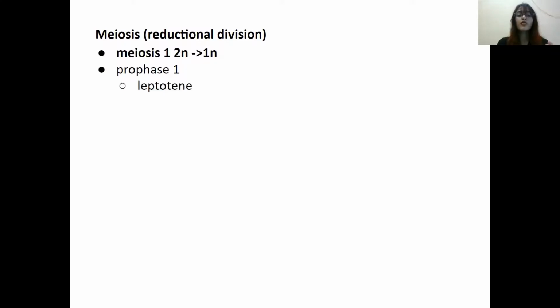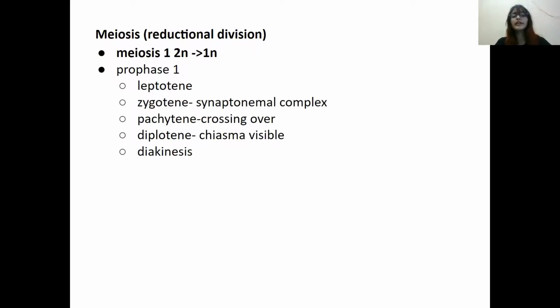Obviously, it has prophase again, but now this has more subphases that you need to know about: the leptotene, zygotene, pachytene, diplotene, and diakinesis. And obviously the crossing over takes place in the pachytene phase of prophase 1. You should know this. And this is important for recombination. Recombination has many benefits.